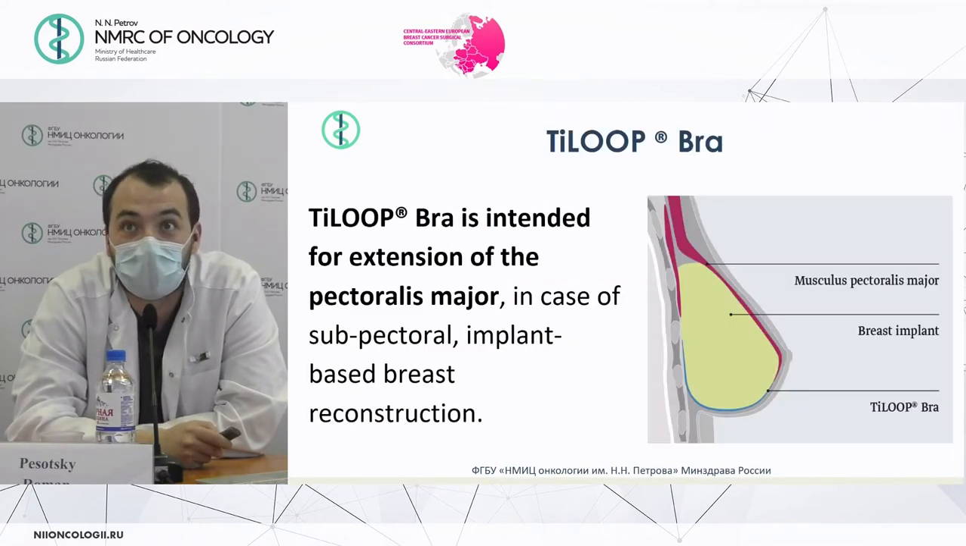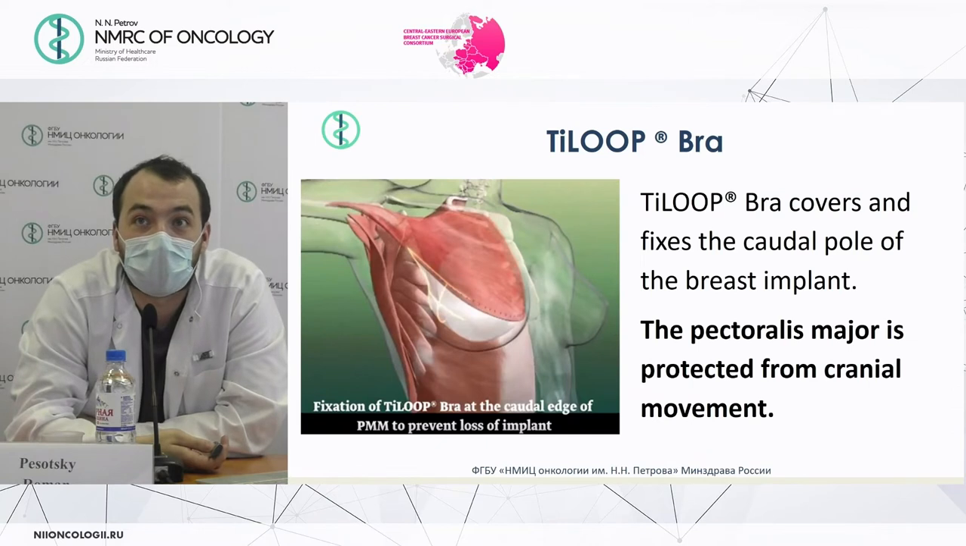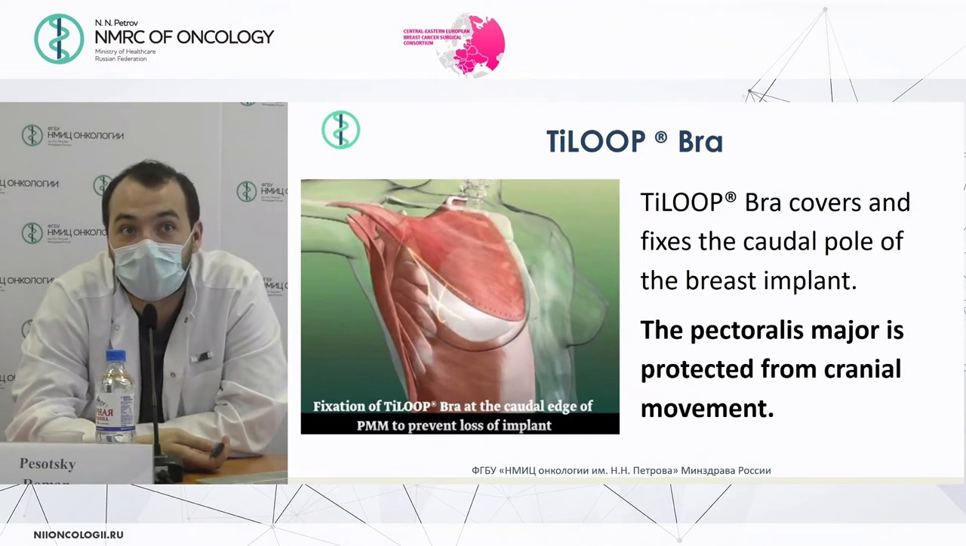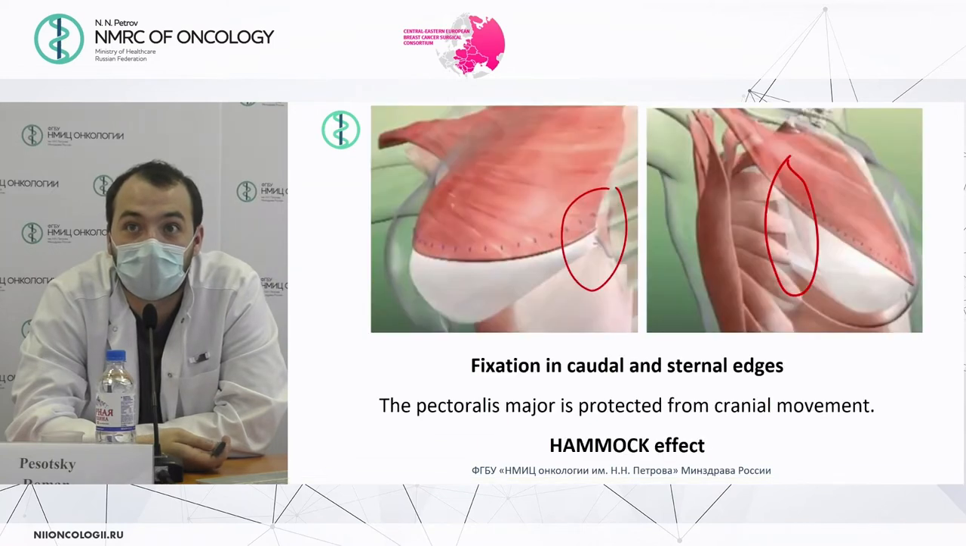So why are we using the TiLoop RAB? The TiLoop RAB is intended for extension of the pectoralis major muscle in subpectoral, implant-based reconstruction. It protects against cranial movement of the pectoralis major and against malposition or even migration of the implant due to pectoralis major movement.